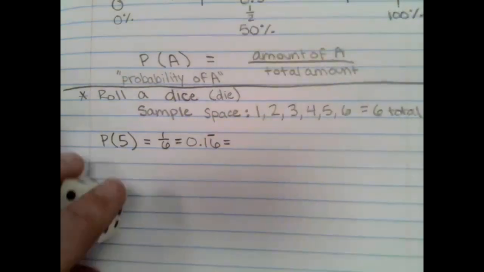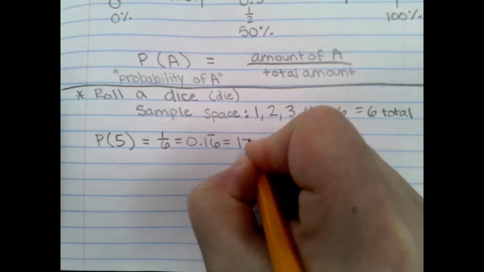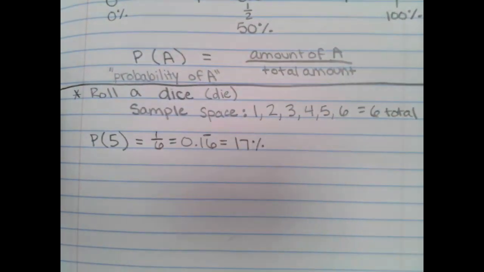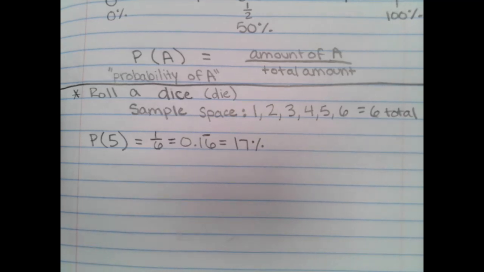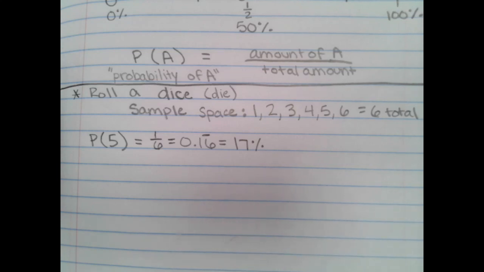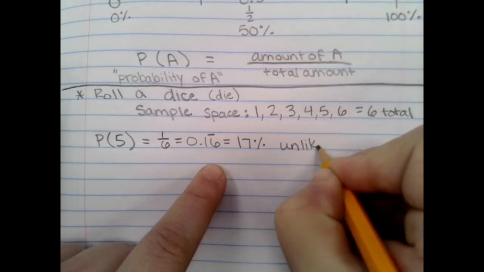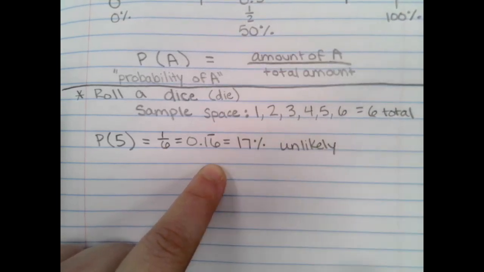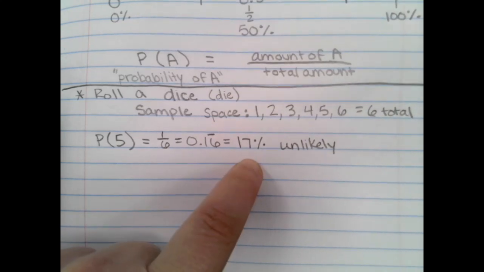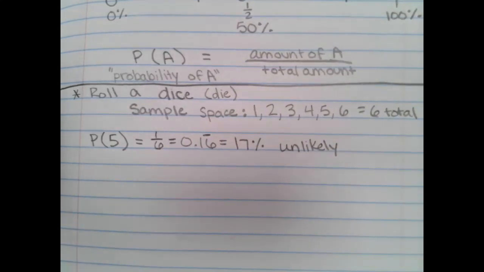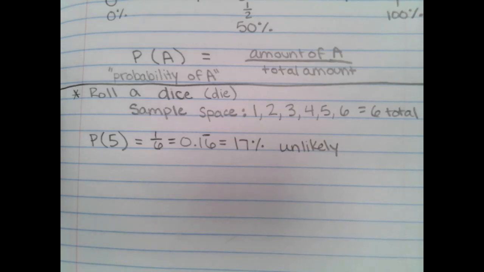So if I had to categorize this, what is the probability of rolling a 5? Is it impossible? No. Unlikely? Even chance? Likely or certain? Unlikely, just like the other one. Why is it unlikely? Because it's 17%. Good, it's a small chance and it's less than half. Good, less than 50%. 50% is where it changes from unlikely to likely once it goes over that 50%.